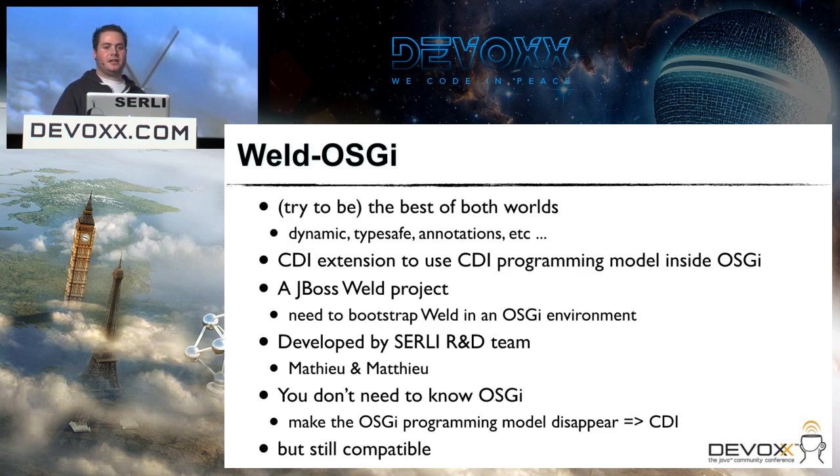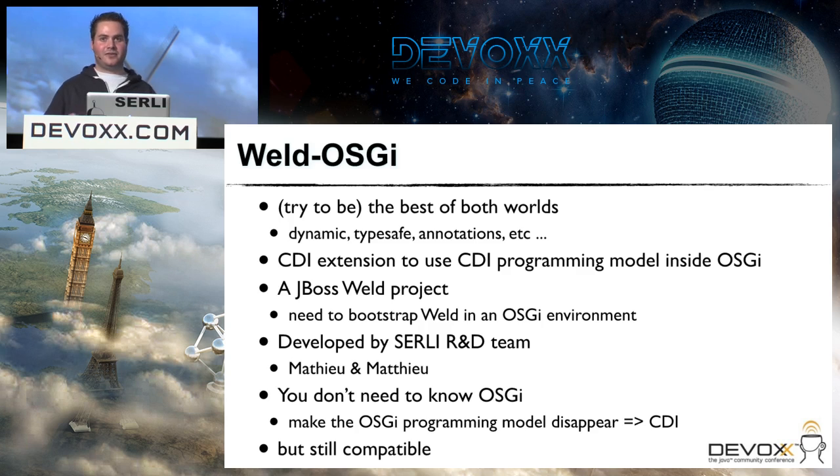So Weld-OSGi is a JBoss Weld project. The code of Weld-OSGi is hosted in the same GitHub repo as Weld. The project comes from the needs of Weld users to bootstrap a Weld container inside an OSGi environment. Weld-OSGi is developed by some guys of the Sewy R&D team, that's us.